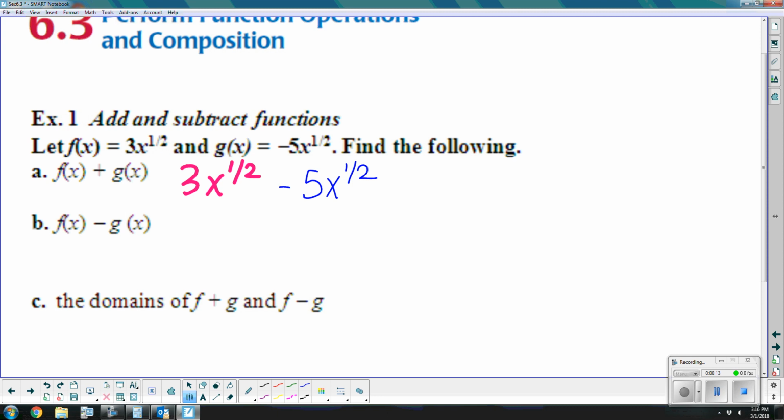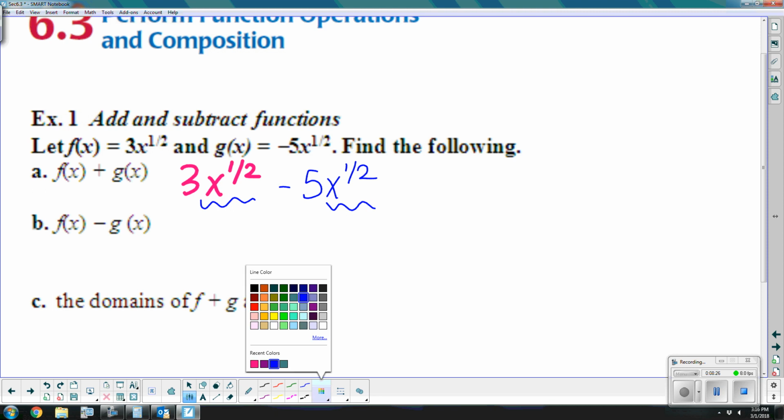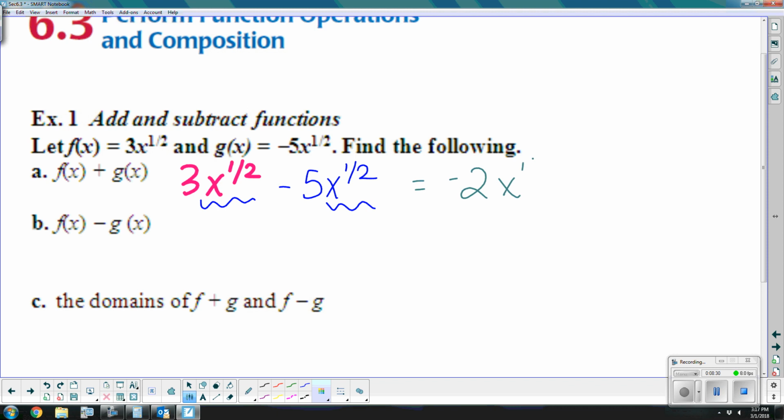Now, here we have to think of our properties of exponents. So we're looking at x to the 1/2 and x to the 1/2. So those are like terms, so we can take the difference of those two. 3 minus 5 is negative 2x to the 1/2, which is equal to negative 2 times the square root of x.